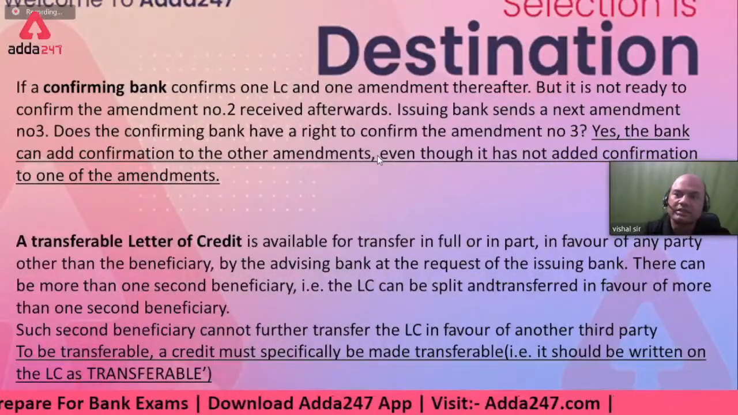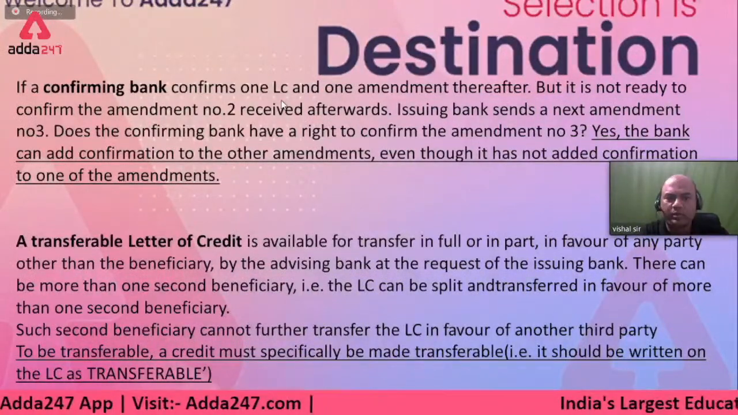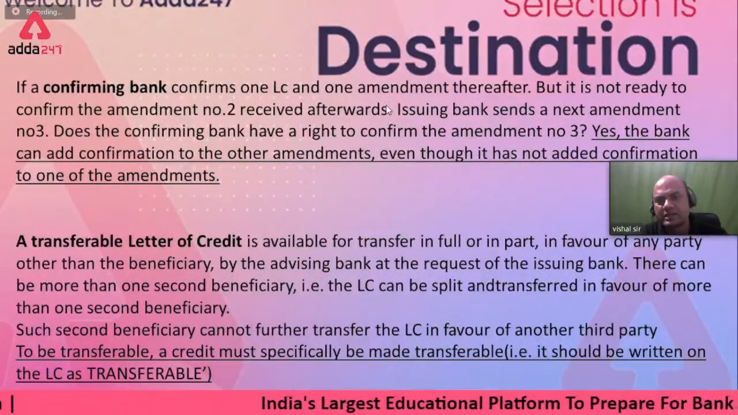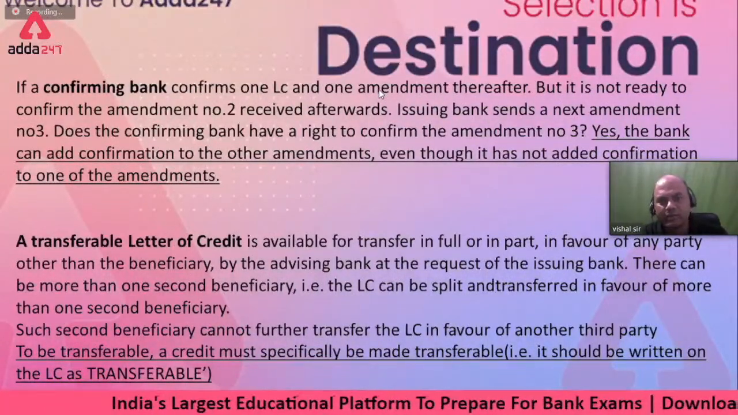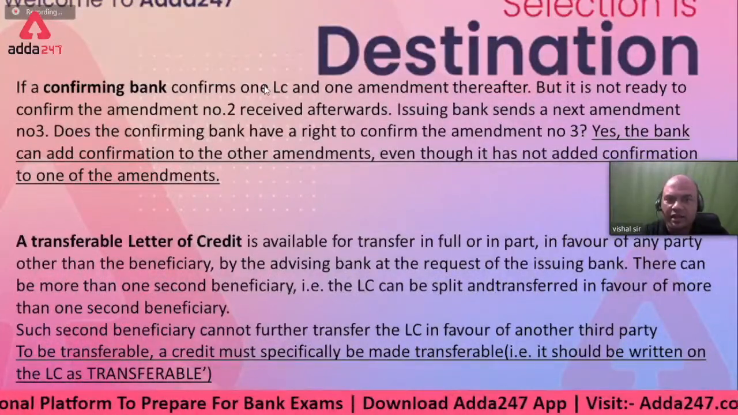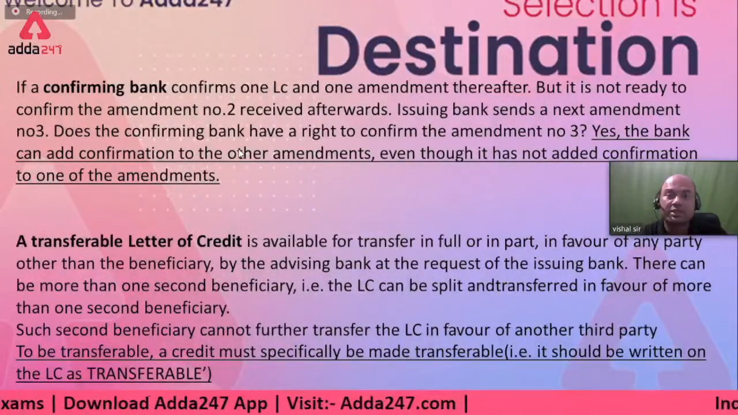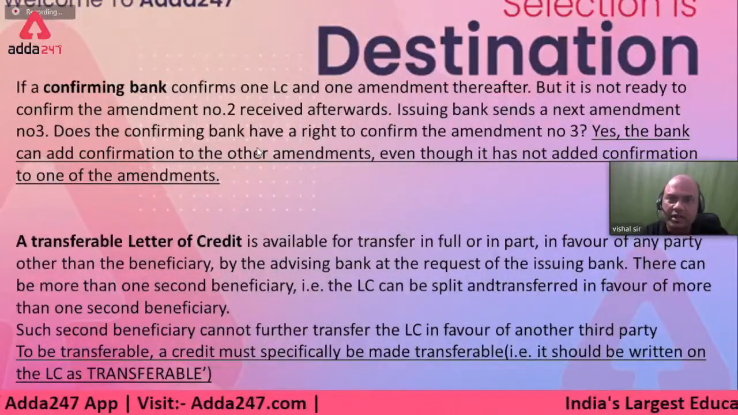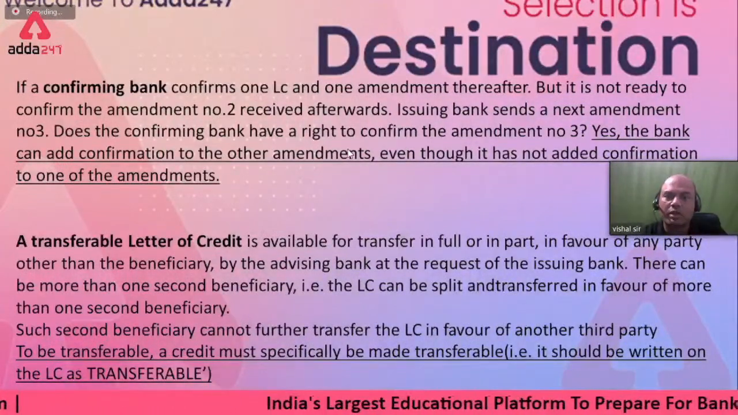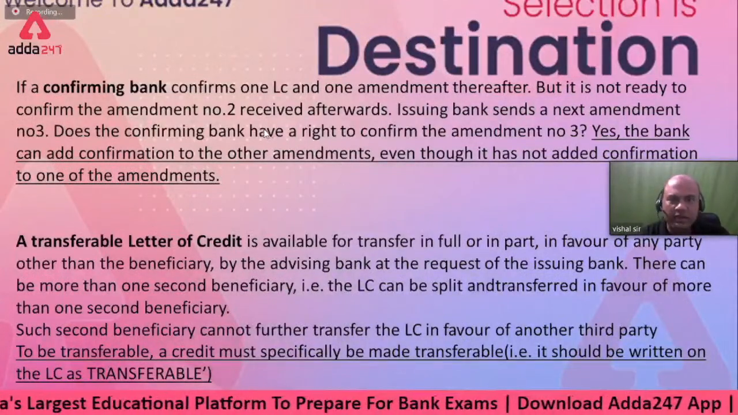So let's touch the important point over here. If a confirming bank confirms one LC and one amendment, what do you mean by this? Here, when the LC is issued by the issuing bank, it gives the guarantee of payment. But if the beneficiary, meaning the seller, wants a confirmation, meaning a guarantee of payment from some local bank of his or a bank known to him, then what happens?